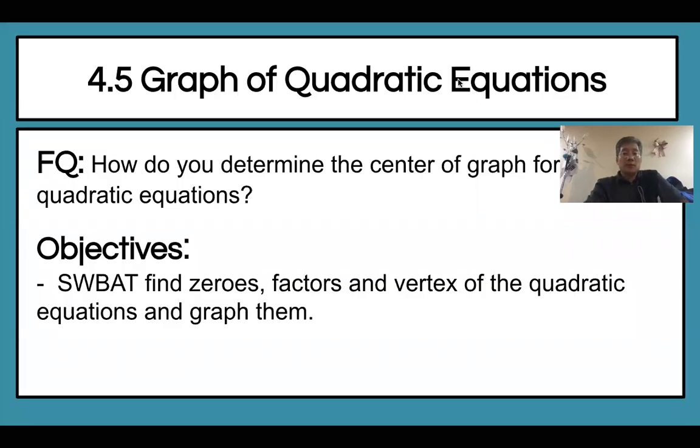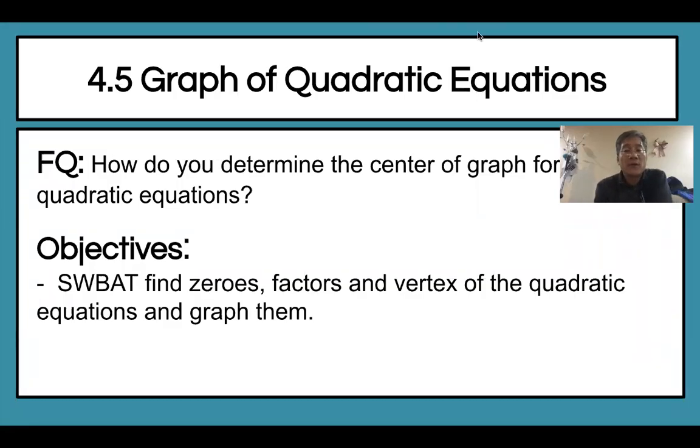Hello everyone. Today we are going to learn about 4.5, graphs of quadratic equations. Before, we learned how to draw the graph of quadratic equations, right? But today we are going to do it a little bit differently. You will find the zeros and vertex, and also one more thing, the y-intercept, and then you are going to graph the function.